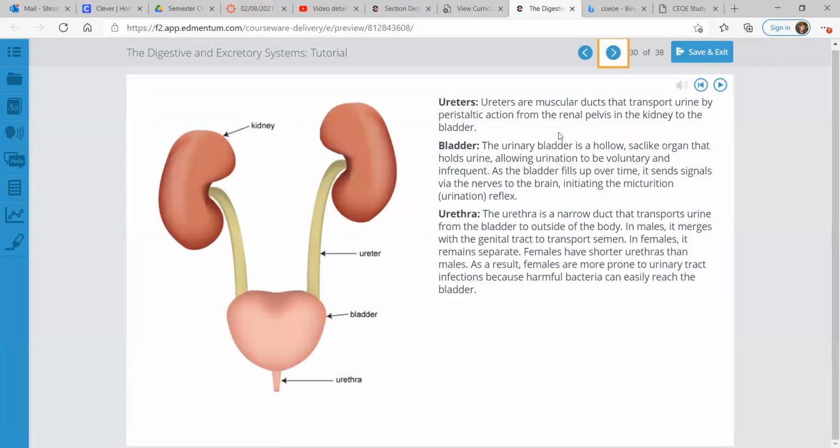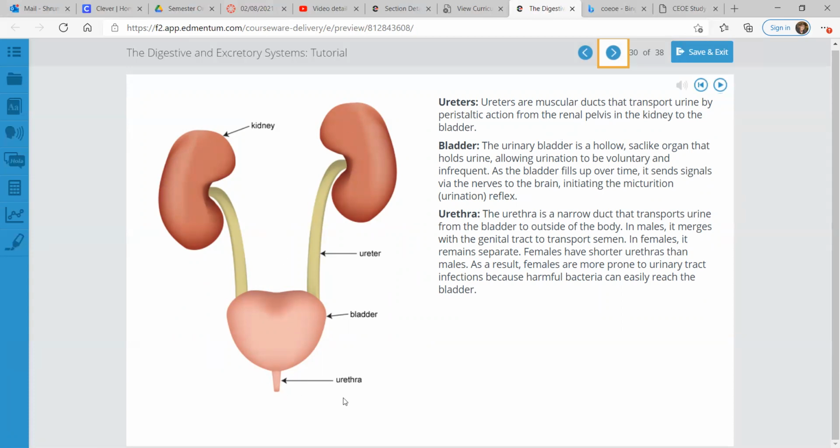Ureters are muscular ducts that transport urine by peristaltic action from the renal pelvis in your kidneys to the bladder. The bladder is a hollow sac-like organ that holds urine, allowing urination to be voluntary and infrequent. As the bladder fills up over time, it sends signals via the nerves to the brain, initiating micturition, and that's the urination reflex. And you can see those here.